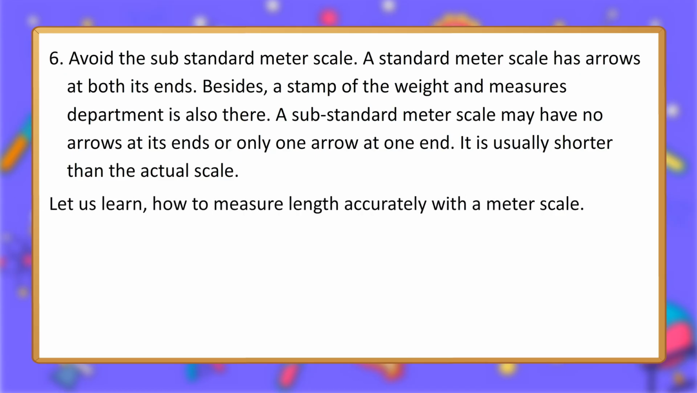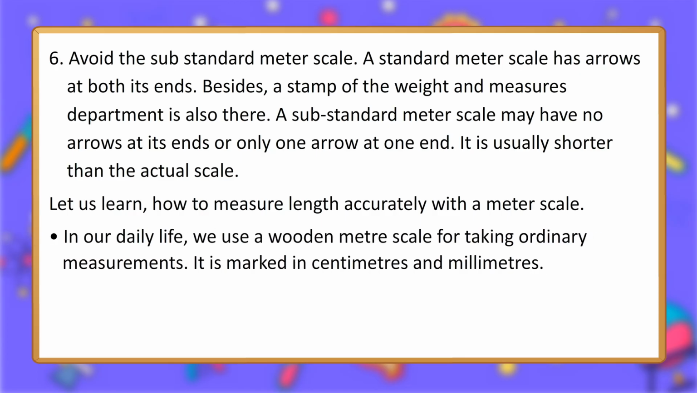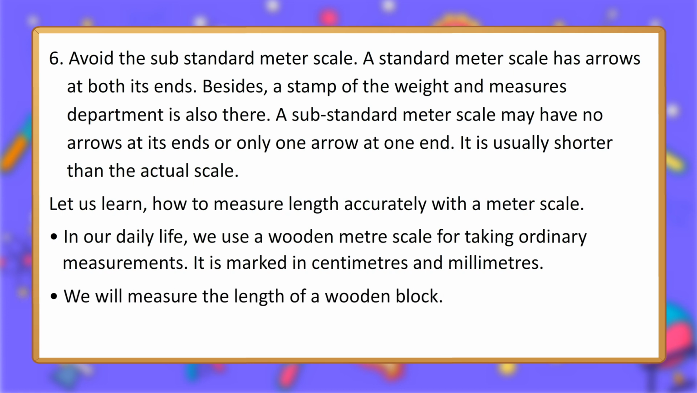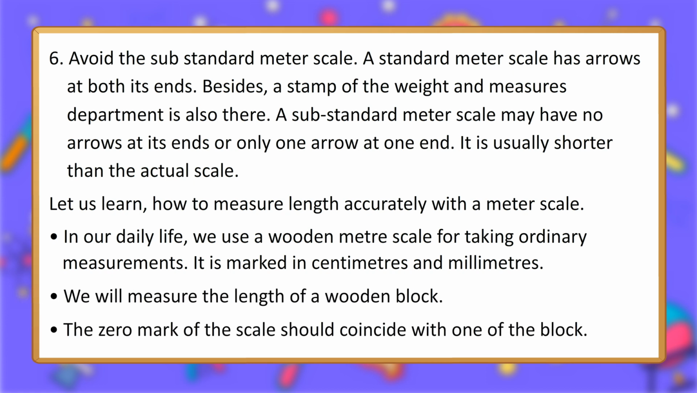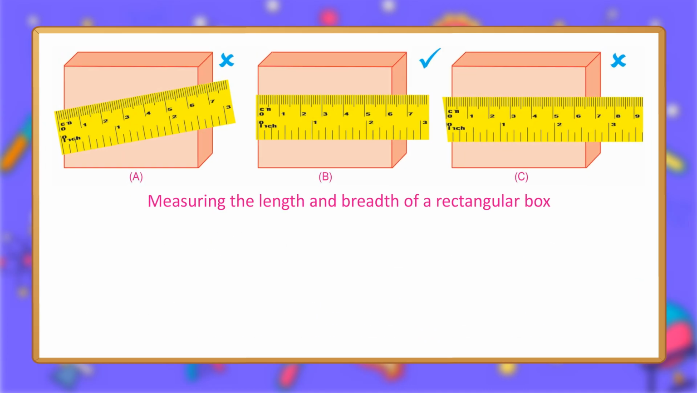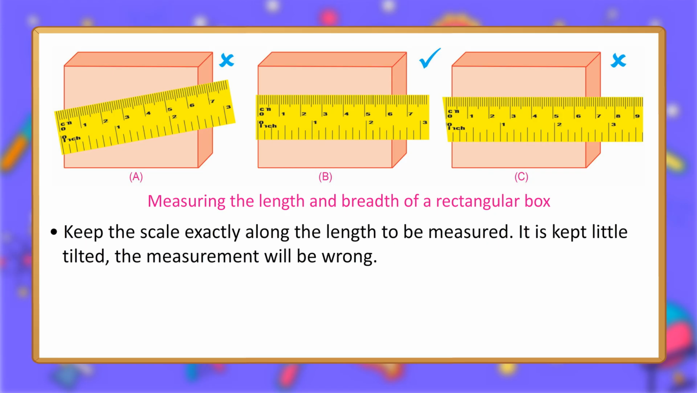Let us learn how to measure length accurately with a meter scale. In our daily life, we use a wooden meter scale for taking ordinary measurements. It is marked in centimeters and millimeters. We will measure the length of a wooden block. The zero mark of the scale should coincide with one end of the length being measured, as in measuring the length and breadth of a rectangular box. Keep the scale exactly along the length to be measured.